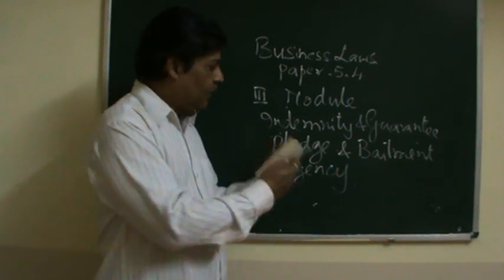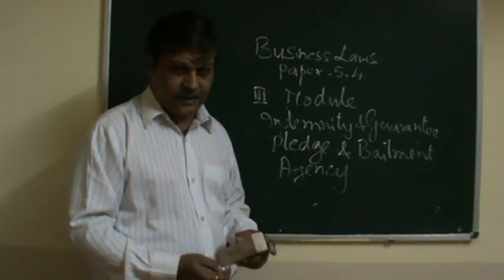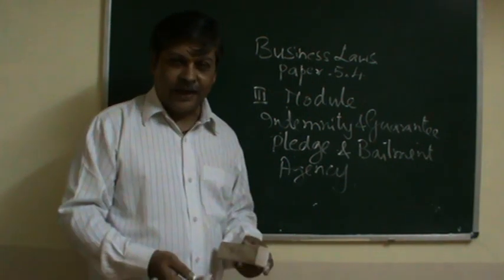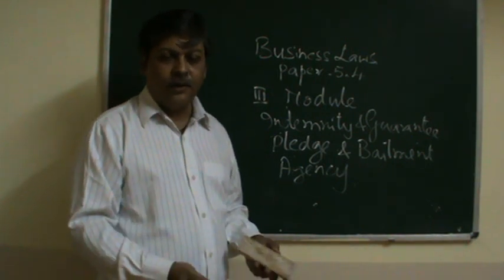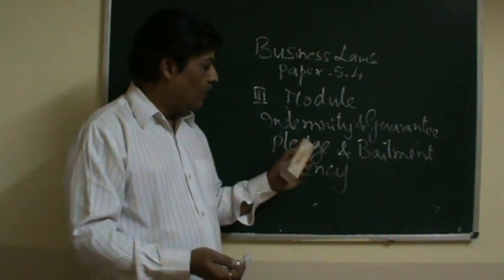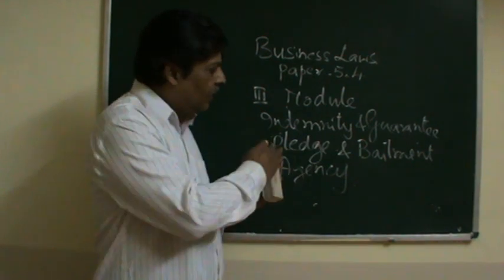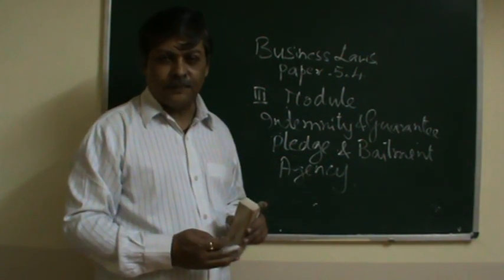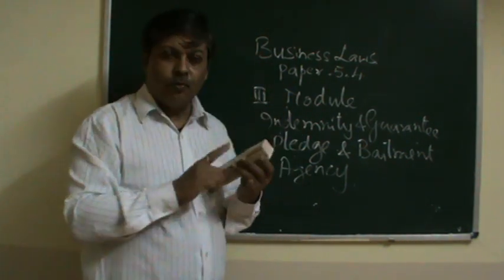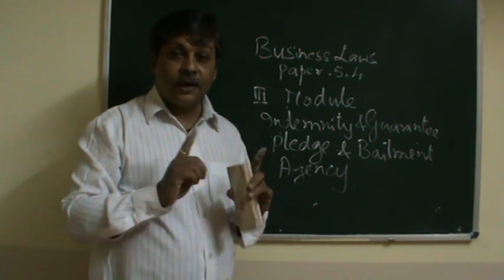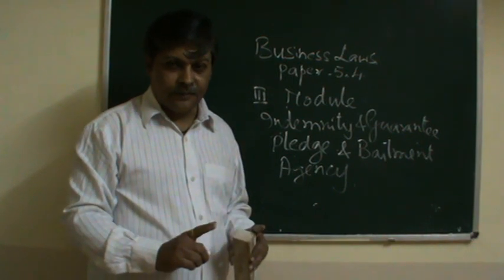So what is indemnity? What is the meaning of indemnity? Who are the parties to it and what are the rights? In this way, what is guarantee? The definition of guarantee. What are the rights of the guarantor? What is a pledge? What is a bailment? And agency. Like this we are going to study these different topics in module 3. So module 1, module 2, module 3 cover only the 1872 Indian Contract Act.